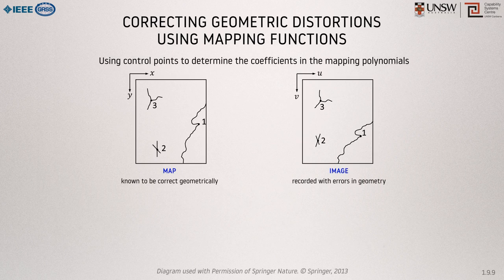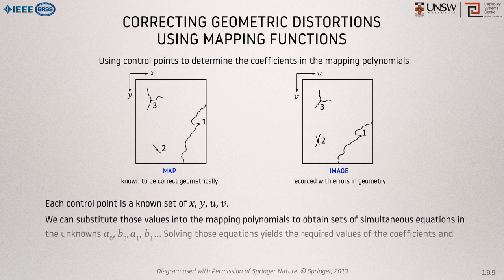Remember that the control points are pairs of coordinates in the map and the image. Essentially, each control point is represented by the set of values of x, y, u, and v. If we had, say, 20 control points, we would have 20 sets of those four numbers. What we do is substitute those known values into the mapping polynomials and thus set up a set of simultaneous equations which, when solved, yield the required values of the unknown coefficients.